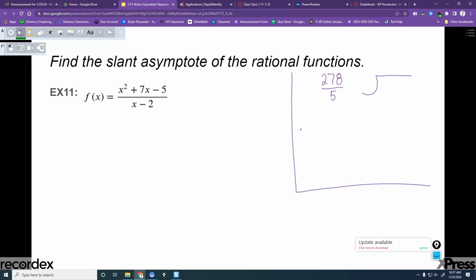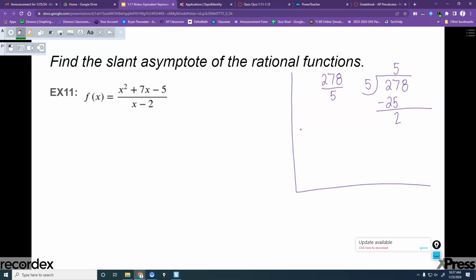What number goes on the outside of the division? 5. So the number on the bottom goes on the outside. Number on the top goes on the inside. So we would say, how many times does 5 go into 2? It does not, right? So we wouldn't put a number there. How many times does 5 go into 27? 5. So we do 5. So we divide. Then we have to multiply. 5 times 5 is 25. Then what do we do? Subtract. 27 minus 25 is 2.